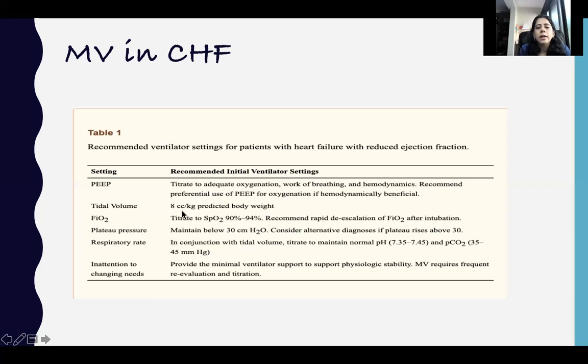So the tidal volume again is the same. We keep 6 to 8 ml per kg, and titrate FiO2 to achieve a saturation of 90 to 94%. And again, the plateau pressures should be kept less than 30 centimeters of water. Respiratory rate should be set to achieve a CO2 of 35 to 45 and a normal pH of 7.35 to 7.45. And we should again look at weaning them off early. And in these patients of congestive heart failure, NIV is a grade 1 indication, because most of these conditions are very rapidly reversible by use of the right medications.